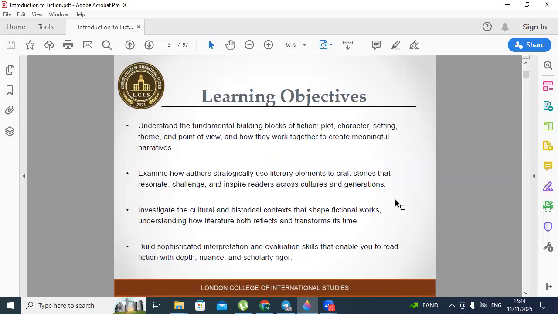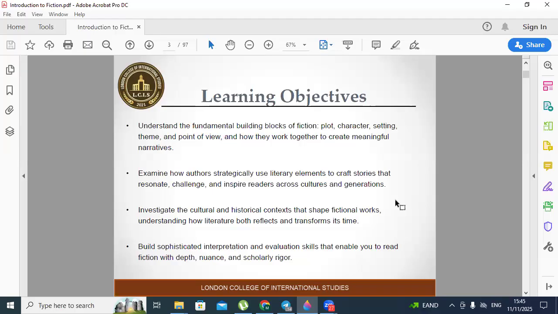Learning objectives. Understand the fundamental building blocks of fiction: plot, character, setting, theme, and point of view, and how they work together to create meaningful narratives. Examine how authors strategically use literary elements to craft stories that resonate, challenge, and inspire readers across cultures and generations.